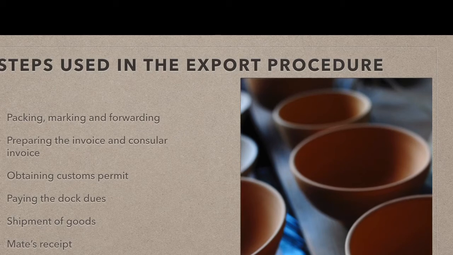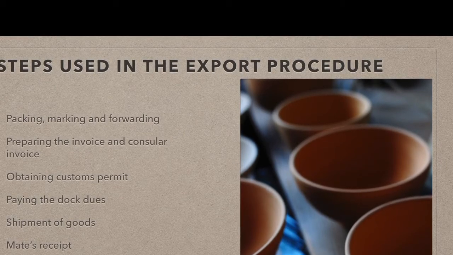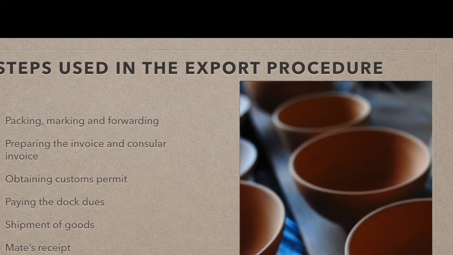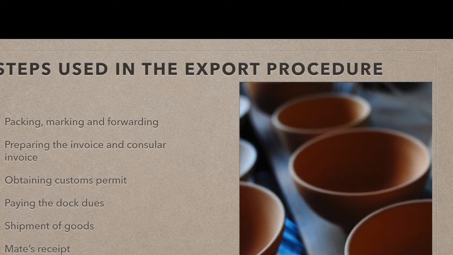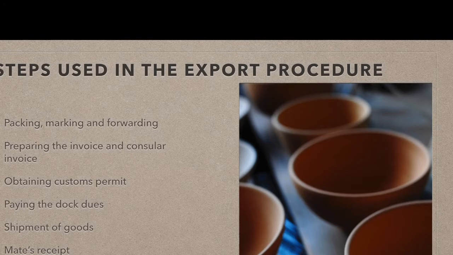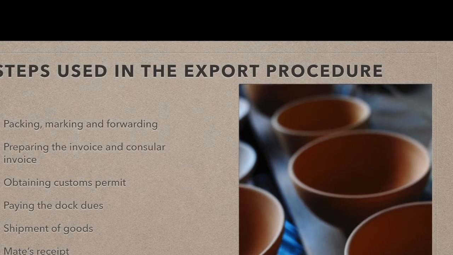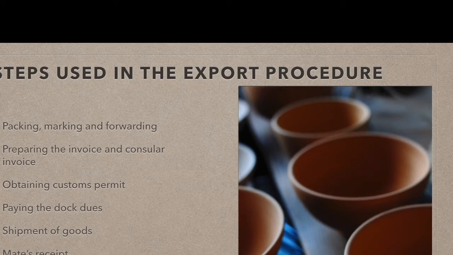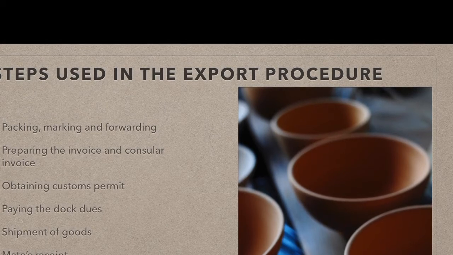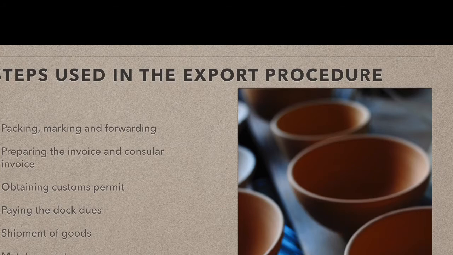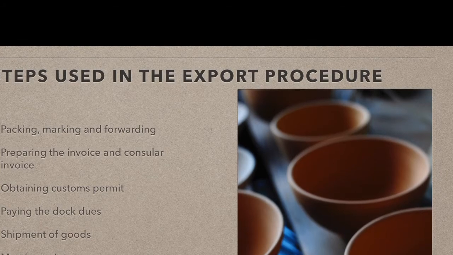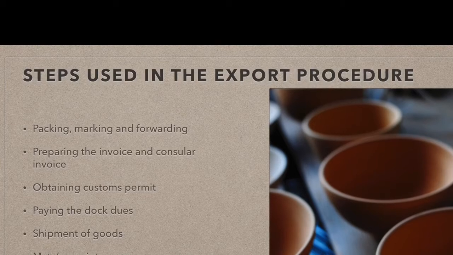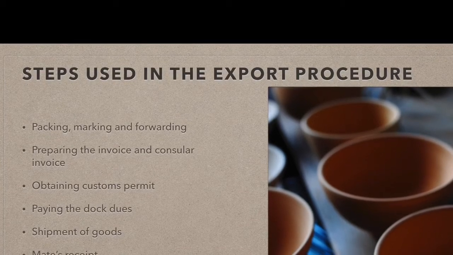The next step is shipment of goods. The goods are brought to the dock for shipment. Before loading the goods to the ship, some officials of the customs house verify the goods and their quantities. The captain of the ship or his mate will receive the goods on board the ship only when a copy of the shipping bill and shipping order has been produced before them.